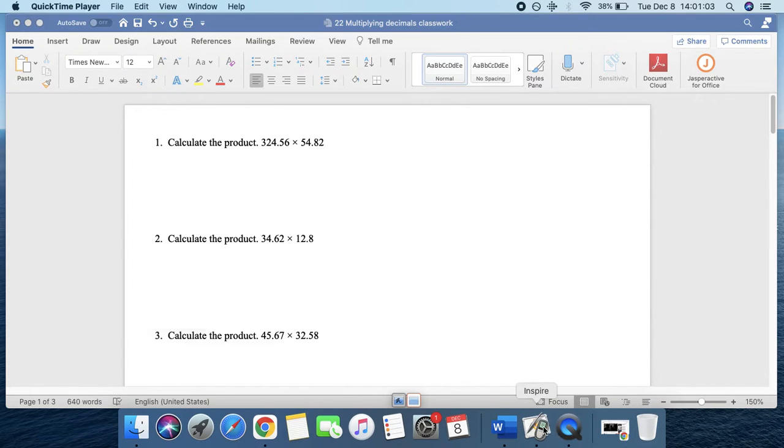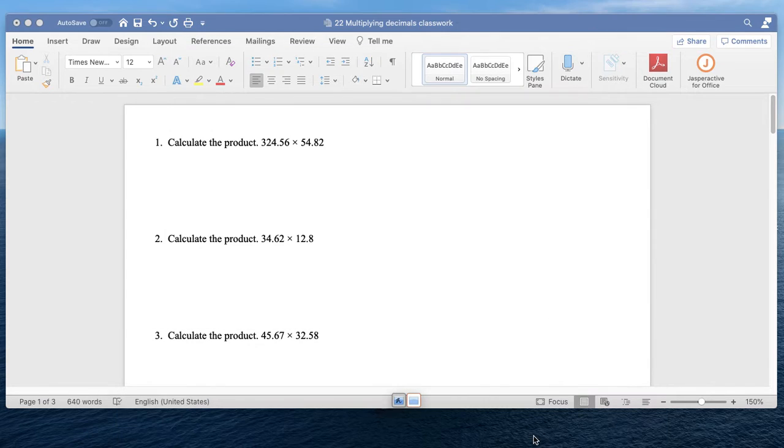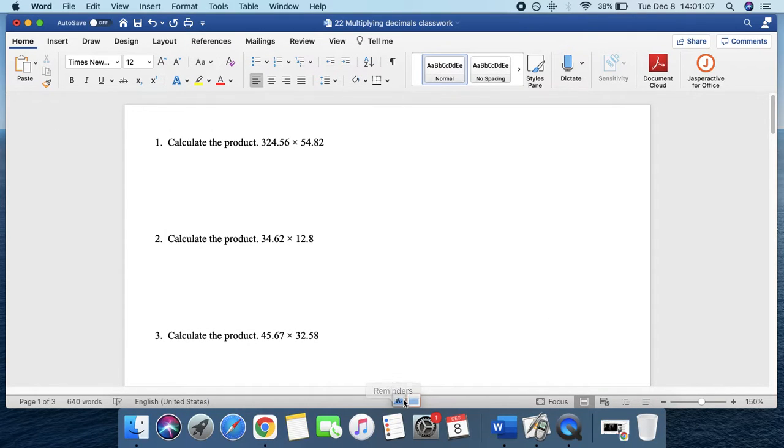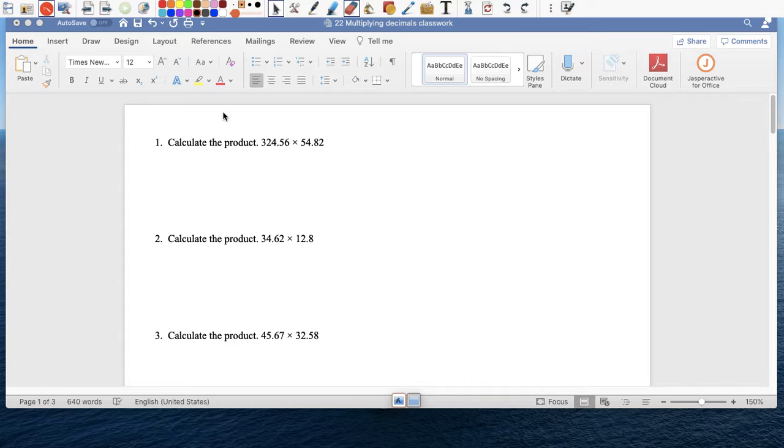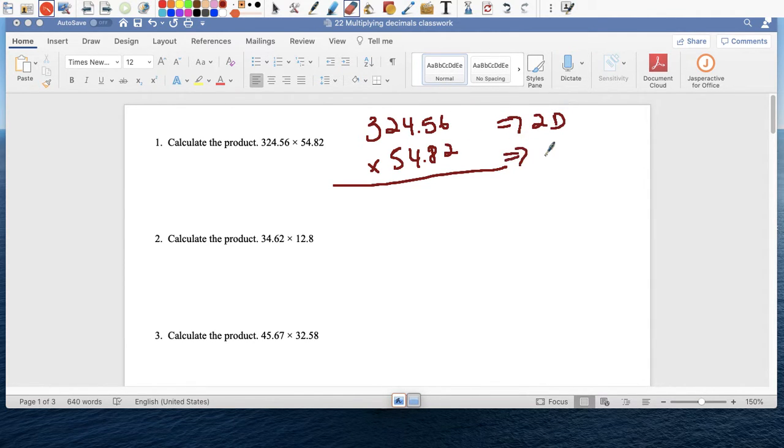Multiplying. So 324.56 times 52.82, and we want to make sure that we know how many places our answer is going to have. So it's 2 decimal places each for 4 decimal spaces. Our answer is going to have 4 decimal numbers. So we're going to multiply.